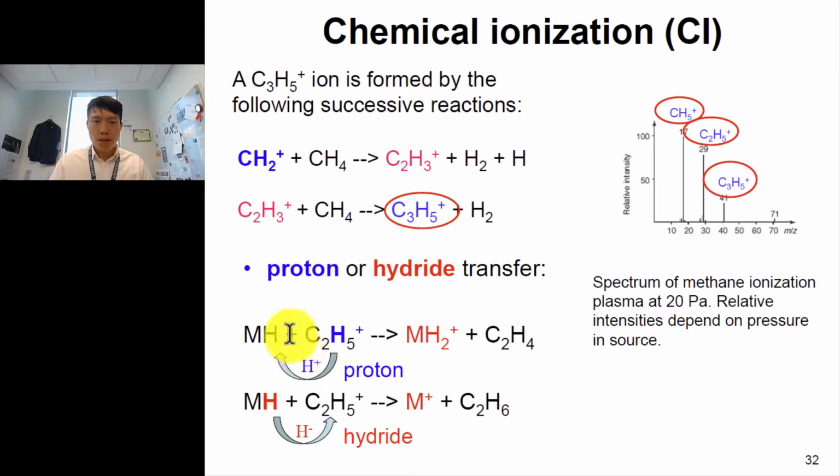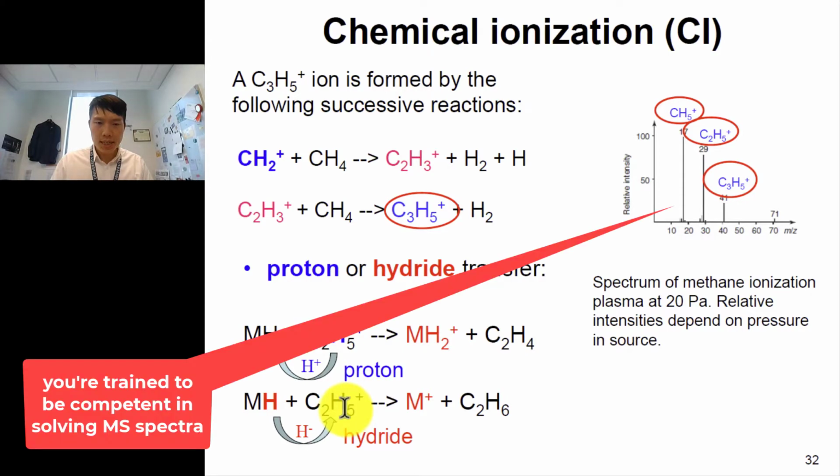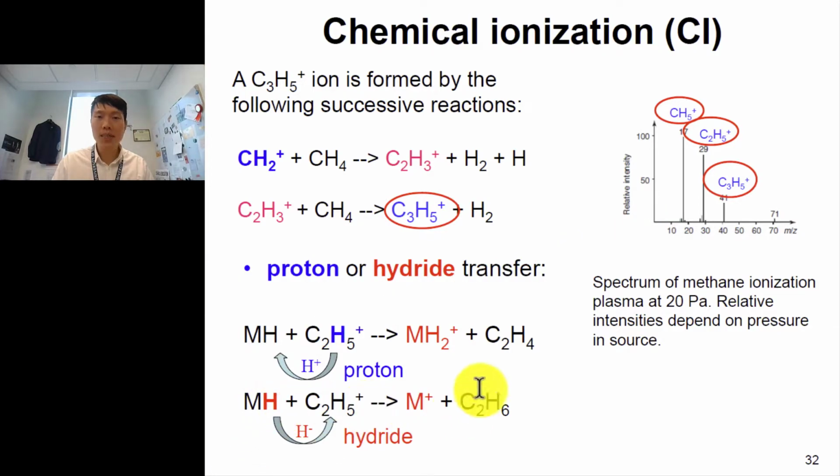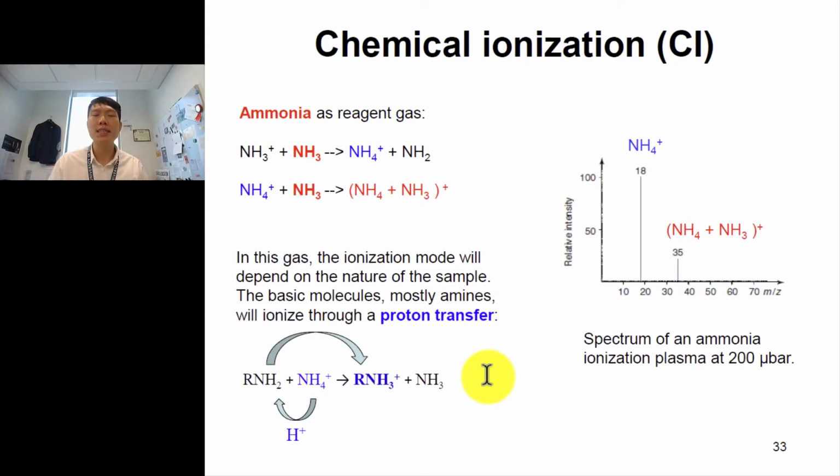So in this case, we have proton transfer. H plus from here goes there, H plus transfer. In this case, the hydride transfer, H minus goes over and then N becomes N plus. Look at the charge balance.